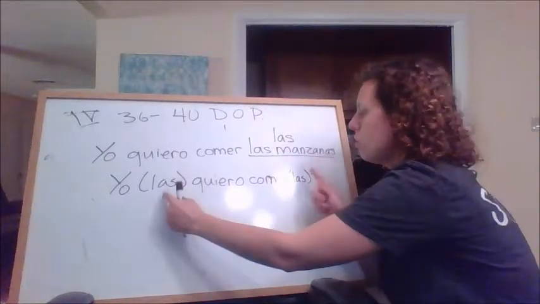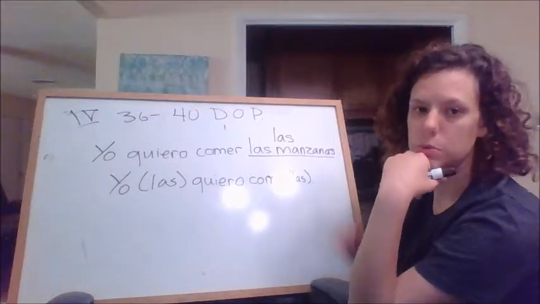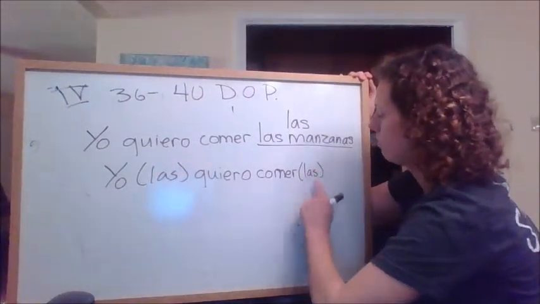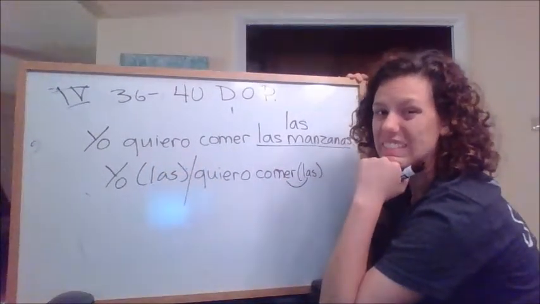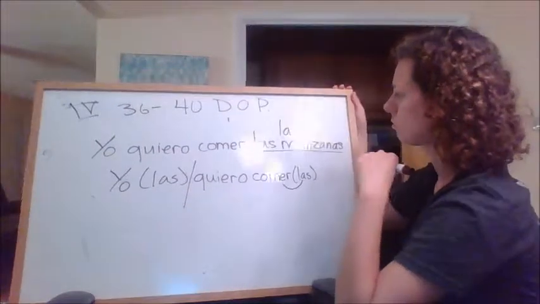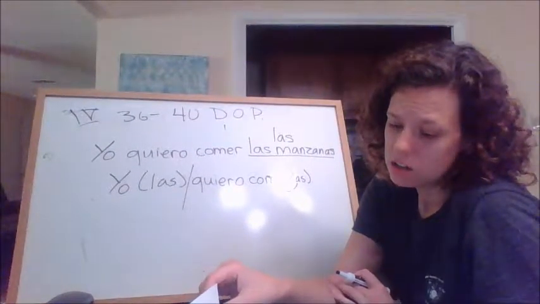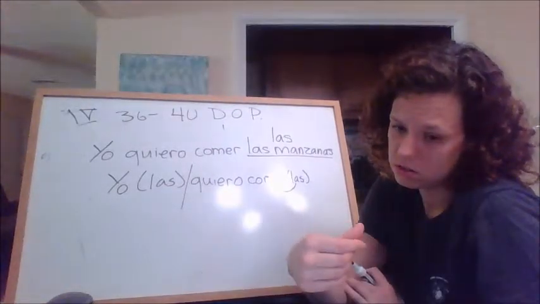Okay. You would pick one. You wouldn't do both. Okay. So that's why they're in parentheses. You can put it here or you can put it here. This is attached. This is not attached. Okay. I hope that makes sense. All right. So that is that. Okay.